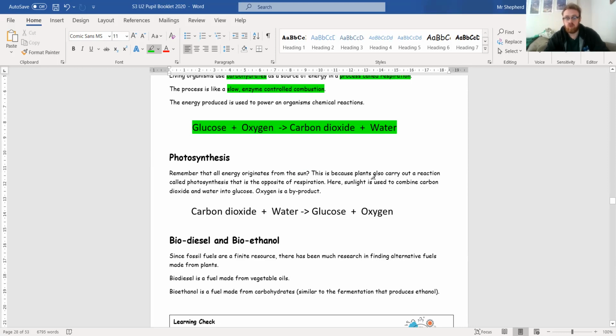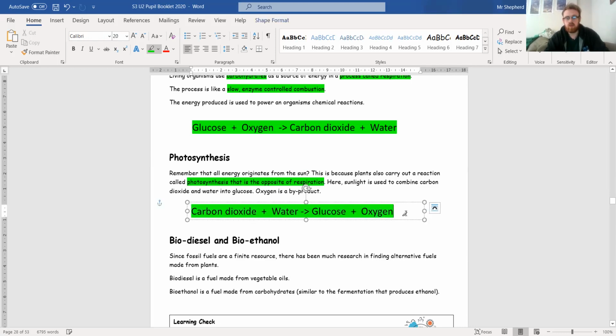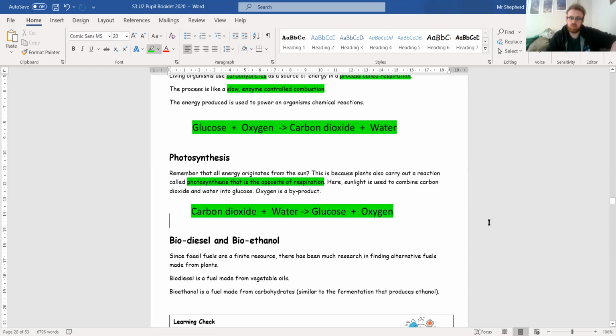This is because plants carry out a reaction called photosynthesis, which is the opposite of respiration. Here, sunlight is used to combine carbon dioxide and water into glucose. Oxygen is a byproduct. Carbon dioxide plus water gives glucose plus oxygen. There's not much else we need to know.